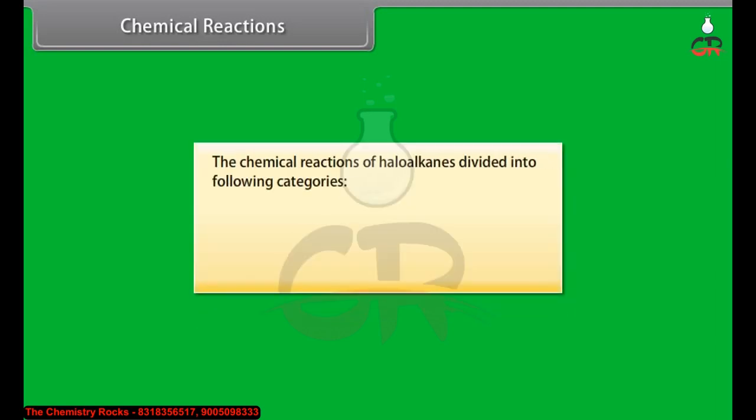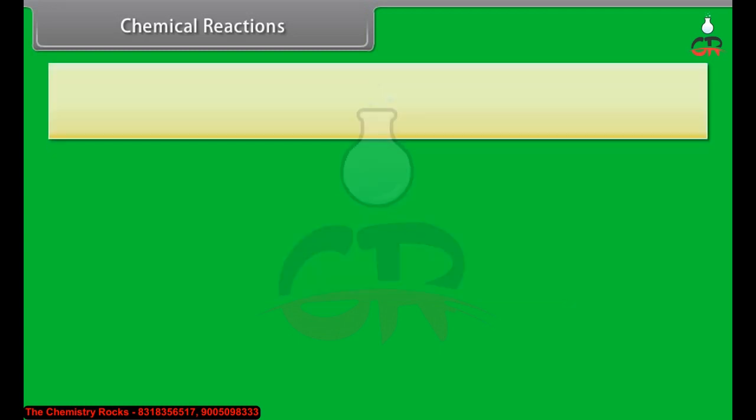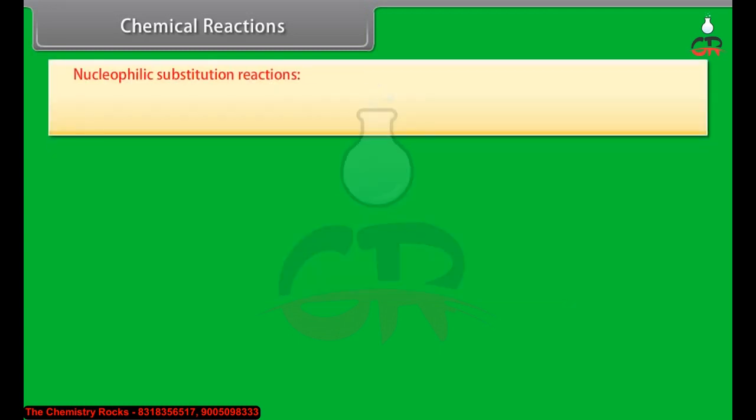Chemical reactions. The chemical reactions of haloalkanes are divided into following categories: nucleophilic substitution, elimination reactions, and reaction with metals. Nucleophilic substitution reactions.